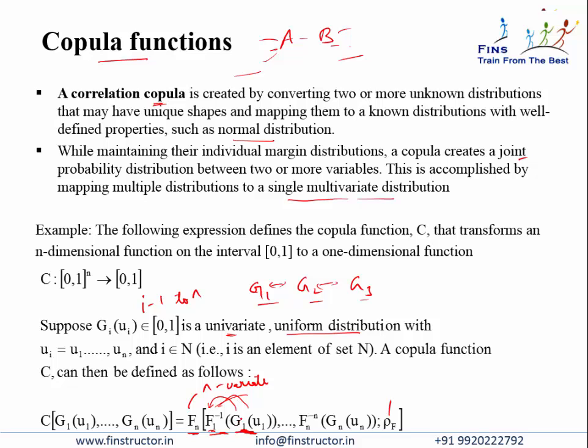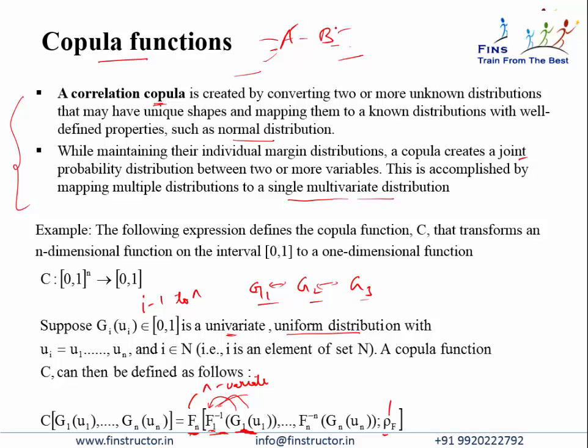First, we convert these uniform distributions into their individual normal distributions, and then we combine these normal distributions using the correlation between the variables into one normal distribution, and that will be an n-variate normal distribution, which will give us the joint probability. We'll understand this better with the help of an example, but it is very important to understand this basic process of creating a copula.